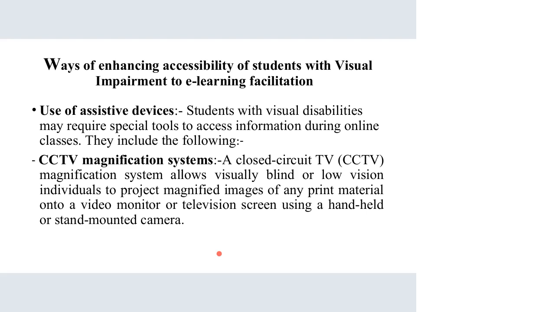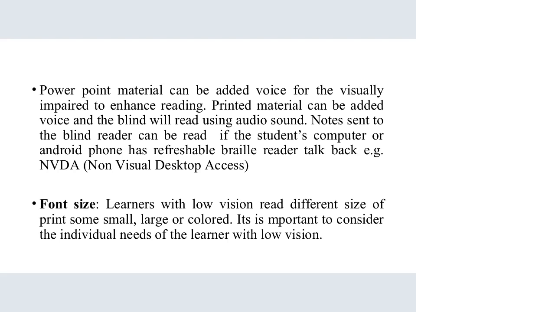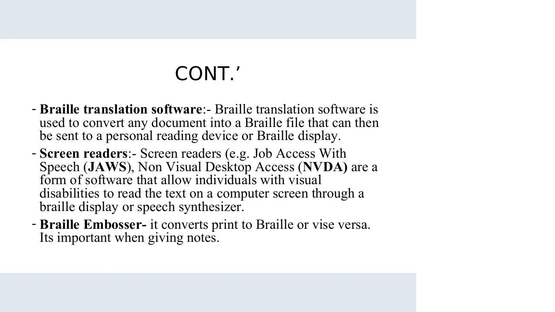And then we have screen readers, the JAWS program, and visual desktop access that are used. These are software that allow individuals with visual disabilities to read the text on the computer screen through a braille display or a speech synthesizer. You can see it can change into print or into braille. And this is something that you need to really train a learner to operate. Otherwise, they'll not be able to use it.